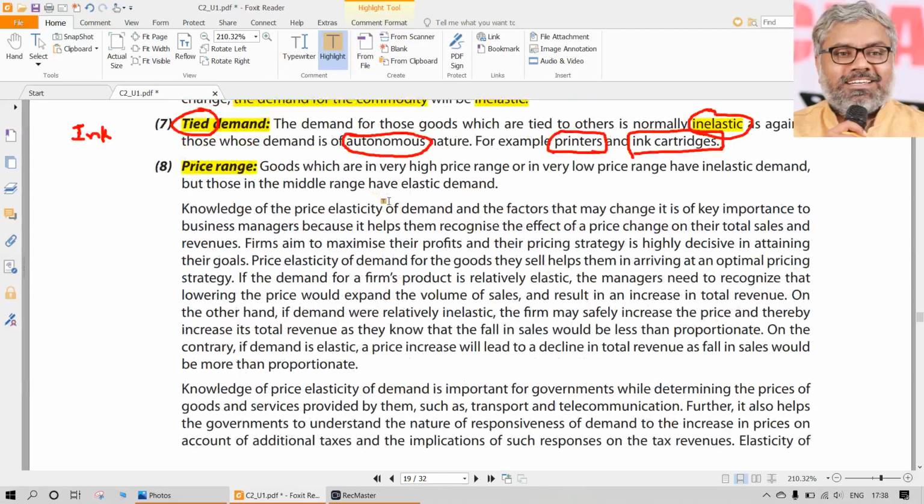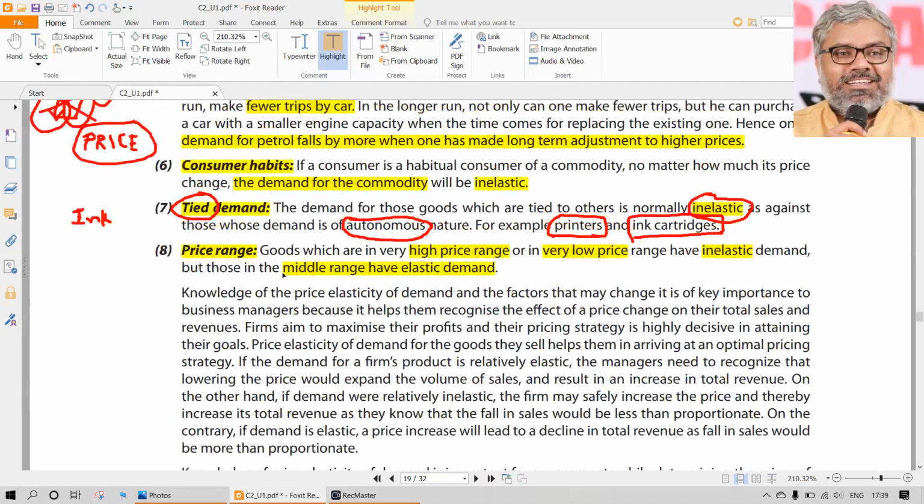Then another point, once again, is the price range. That also will generally be there. Like, high price range commodities, will they be elastic or not? Generally, very high price and very low price, these two will be inelastic. So somewhere in the middle range, they will have the elastic demand. That is the essence of this.